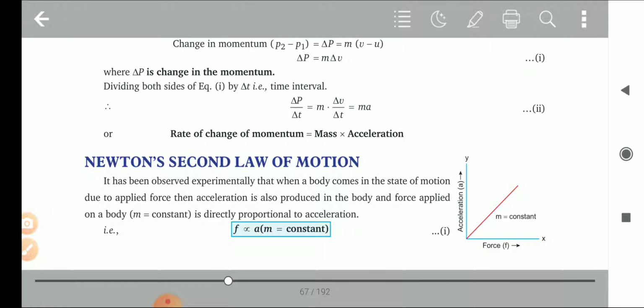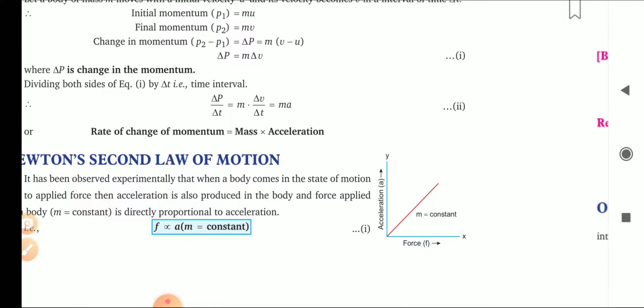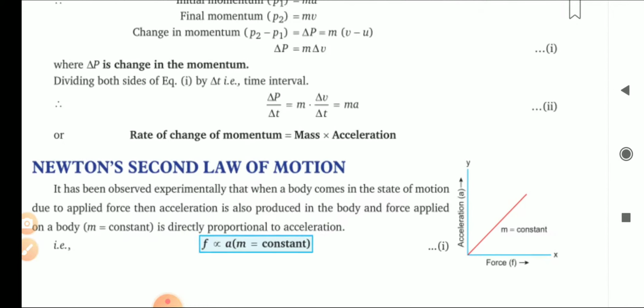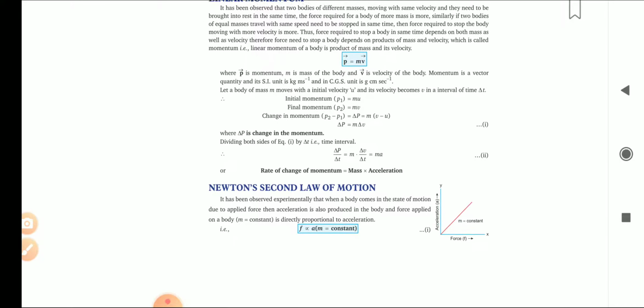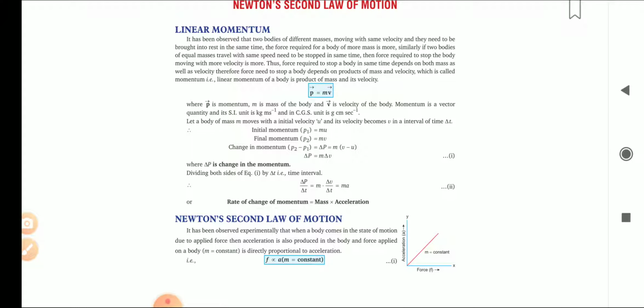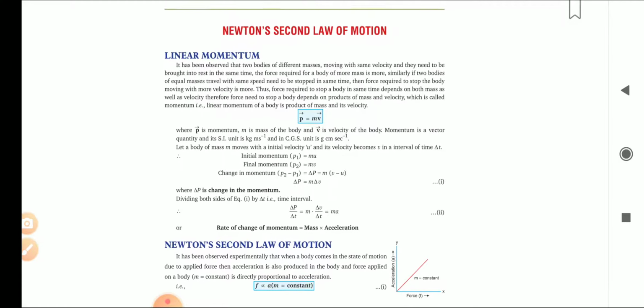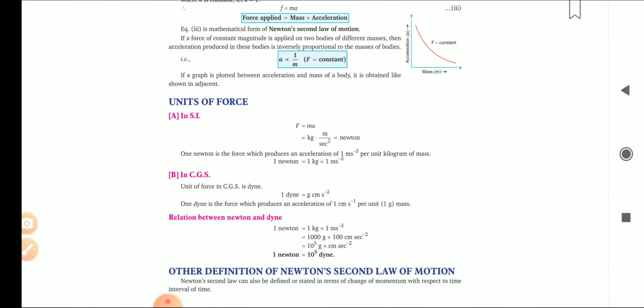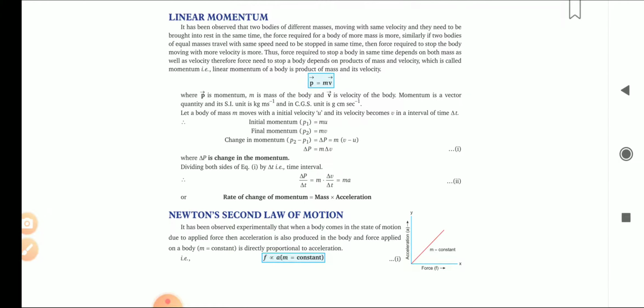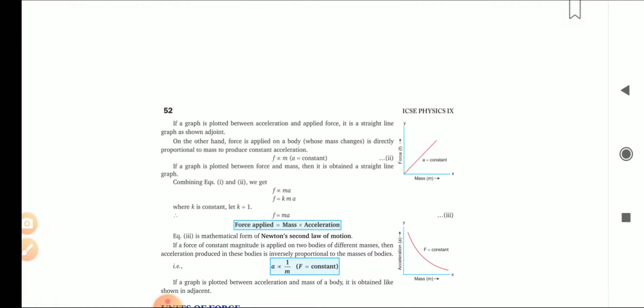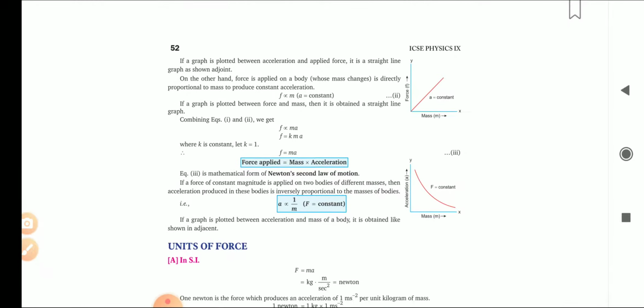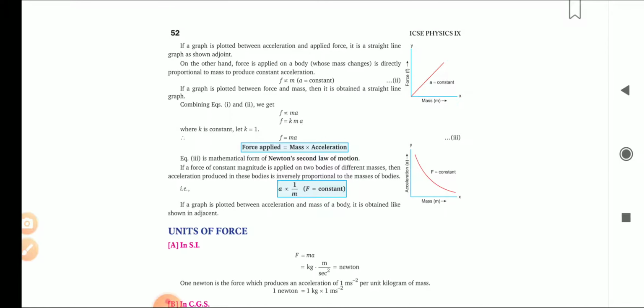If we get a directly proportional relation, then we will get this type of graph, in which we get a straight line inclined to the x-axis. Clear? If a graph is plotted between acceleration and the applied force, it is a straight line.